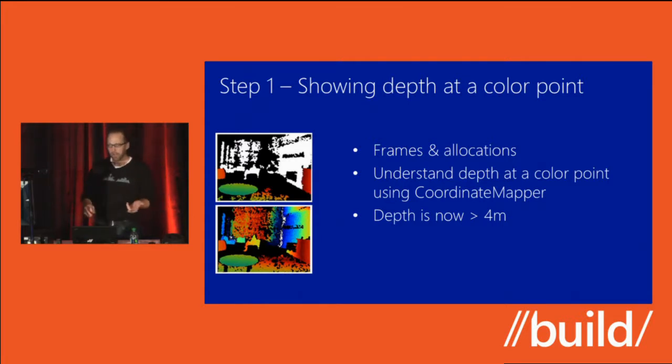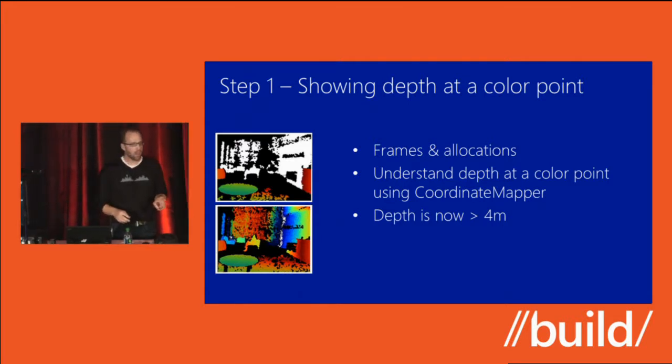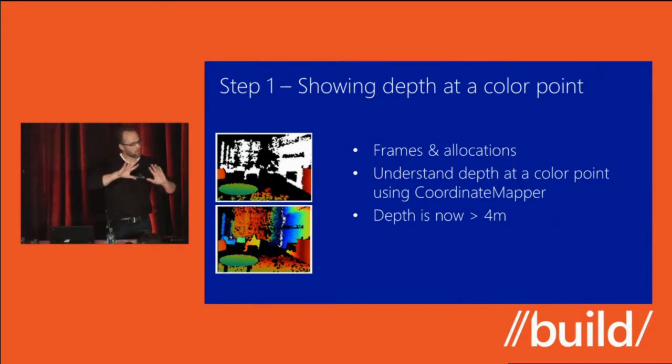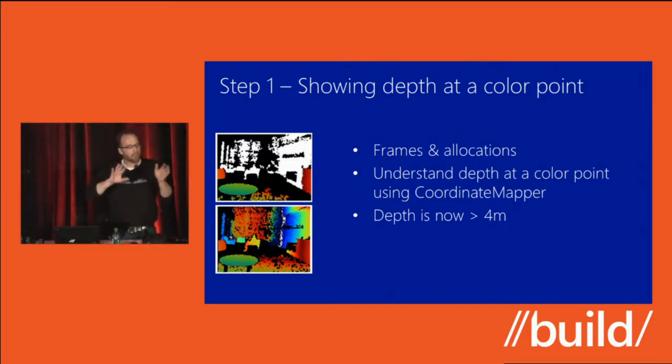We learned a little bit about frames and allocations. And we were able to use coordinate mapper to change between color space and depth space. One of the important things to understand, and I'll show you this in a moment, is that depth can be greater than 4 meters. In earlier versions, we clamped at 4 meters, and now you're able to see to 10 meters and beyond with a little more noise.